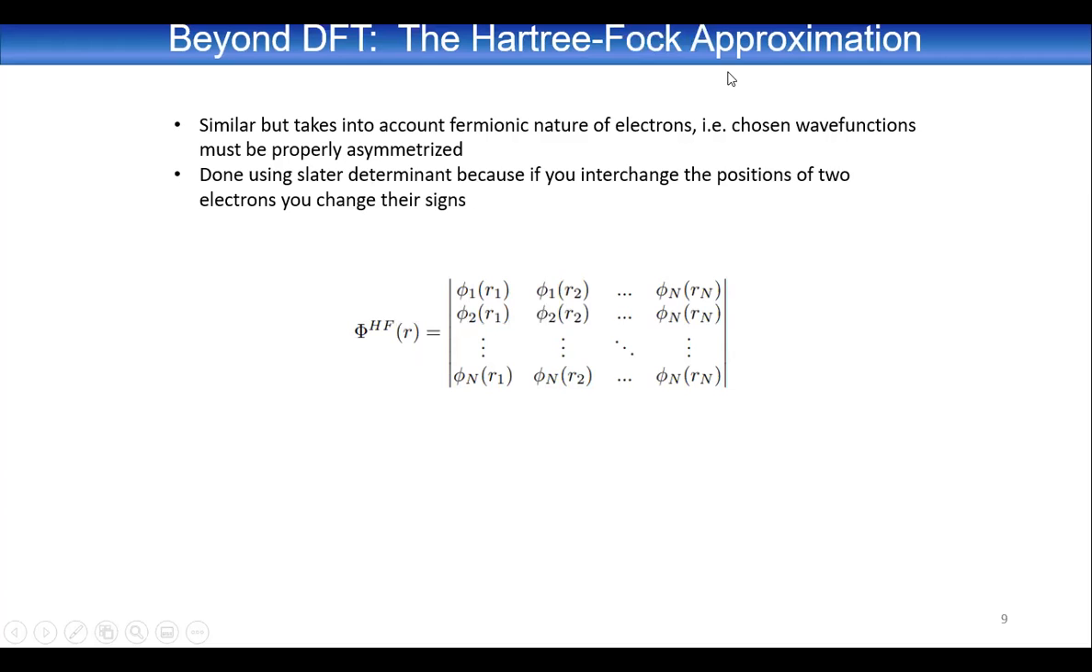And there's also the Hartree-Fock approximation, which actually takes into account the fermionic character of electrons. So that anti-symmetry that I had mentioned before, the fact that if you swap the positions of the electrons, the wave function is going to be the negative of the previous wave function. And so you can properly account for that by taking this determinant.